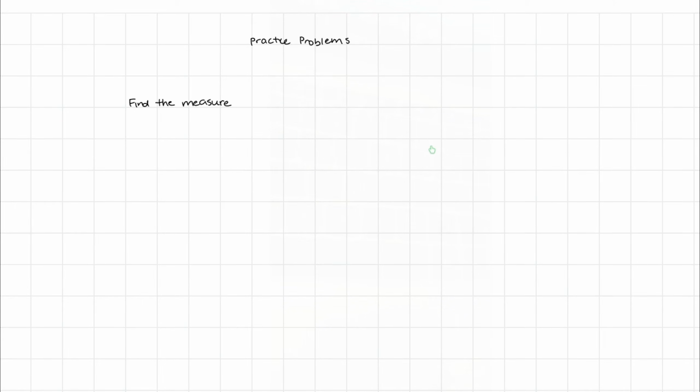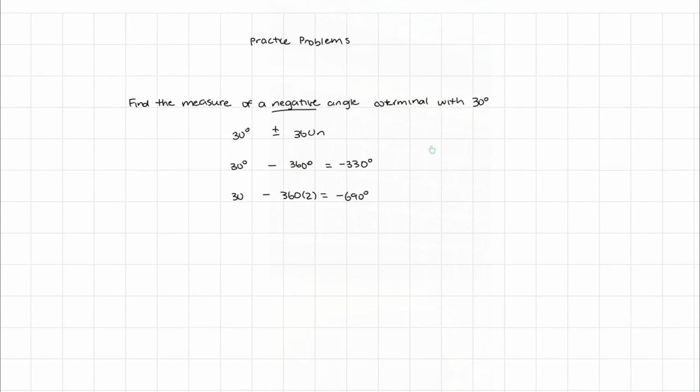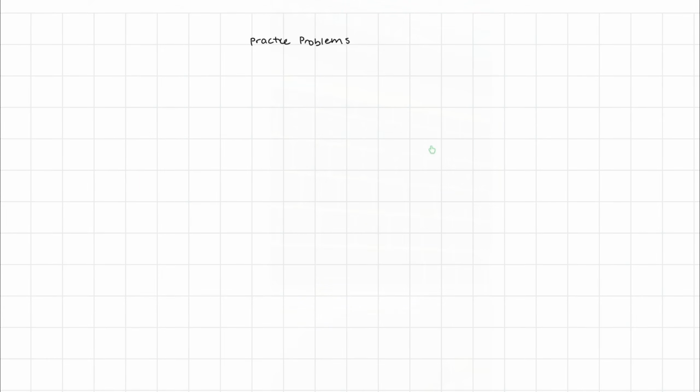What if we were asked to find the measure of a negative angle that was coterminal with 30 degrees? So 30 degrees plus or minus 360n. If we subtract 360 degrees, that would be negative 330 degrees. But we can go to infinity. What if we had minus 720?